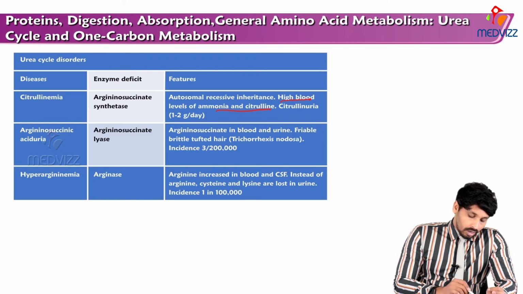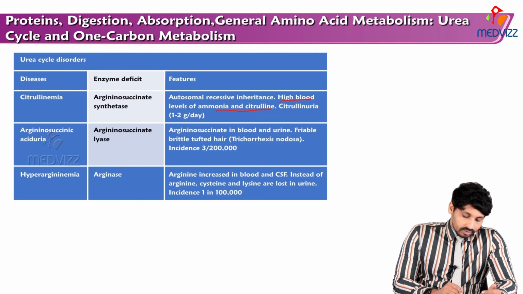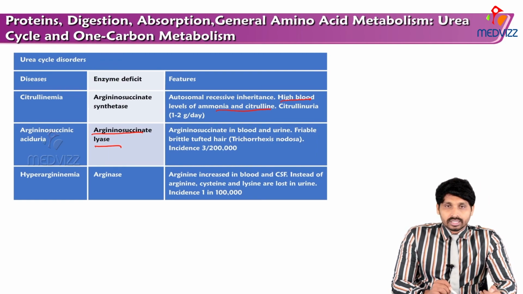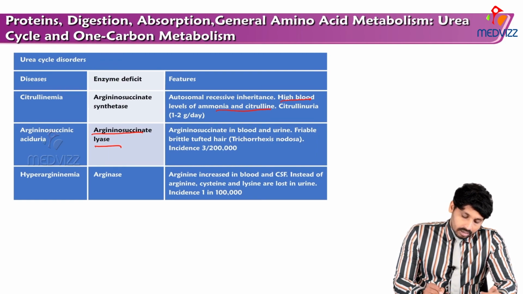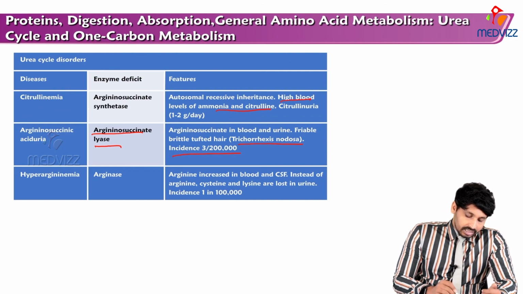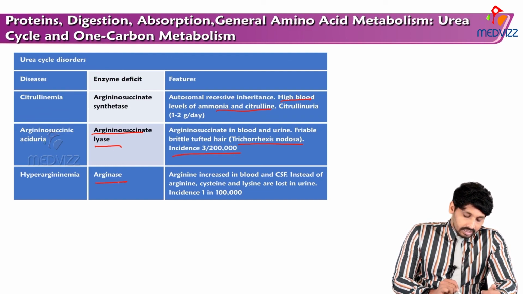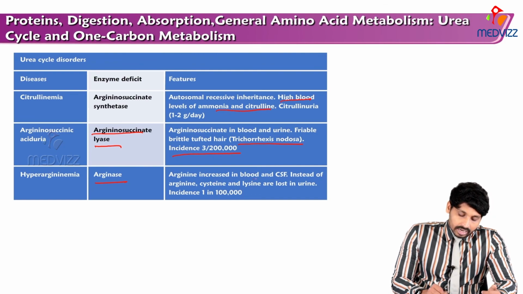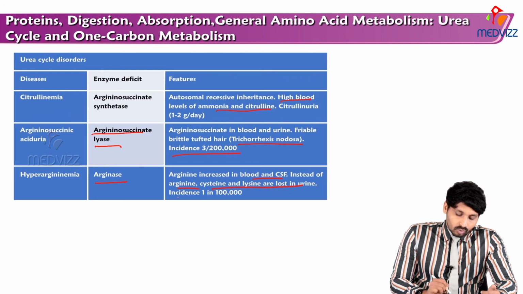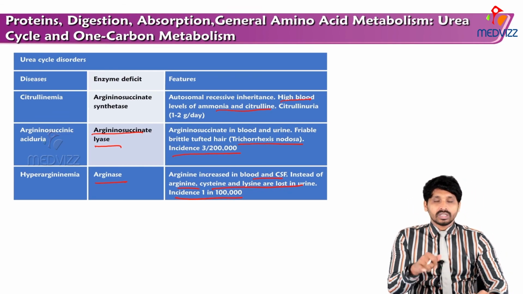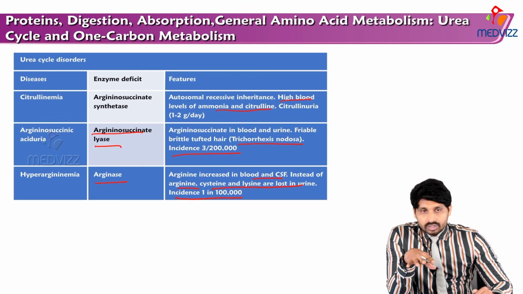And argininosuccinic aciduria is because of the enzyme deficiency argininosuccinate lyase, and you can see high levels of argininosuccinate in blood and urine, and friable, brittle, tufted hair, trichorrhexis nodosa. Incidence is 3 out of 2 lakhs. Hyperarginemia, again arginase: arginine is increased in blood and CSF. Along with arginine, cysteine and lysine are also lost in urine. Incidence is 1 in 1 lakh.